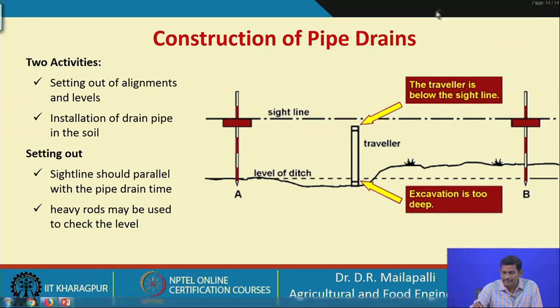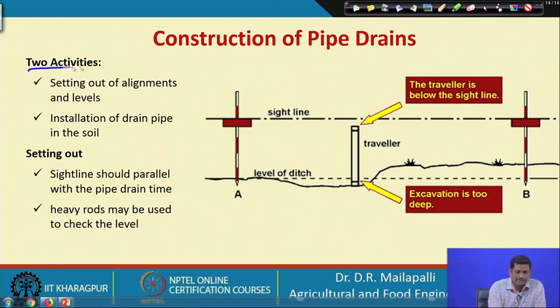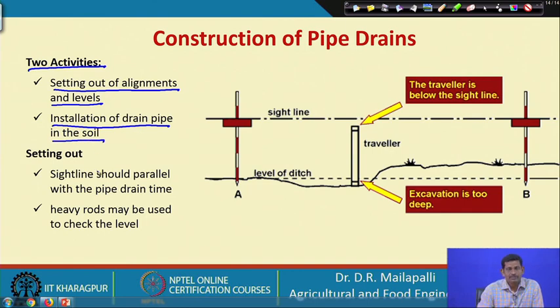So, then the next is construction of pipe drainage. Construction has two activities here. The first is setting out of alignments and levels. Because pipe drainage requires a well-graded slope, so that the water drained from the surface or root zone will be well drained to the collector drain. Okay. Then comes installation of the drain pipe in the soil. The first step is to make the soil level, then install the pipes. The alignment, the setting out, is very important. That is called alignment.